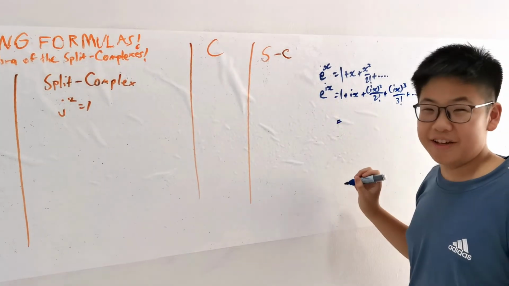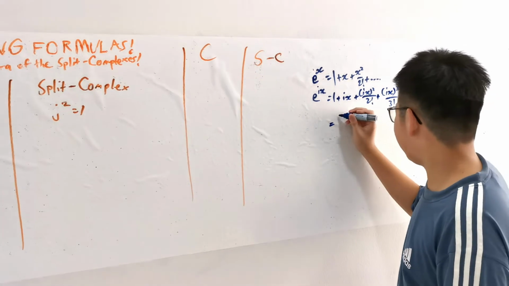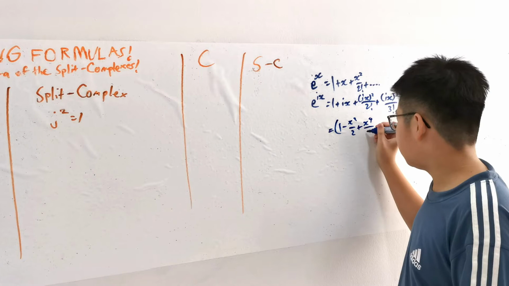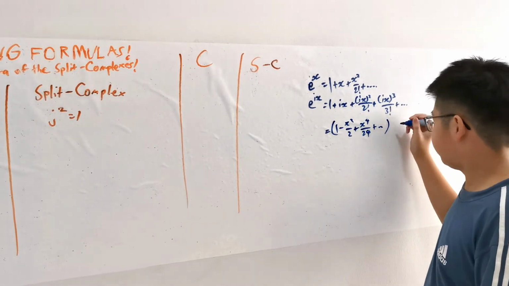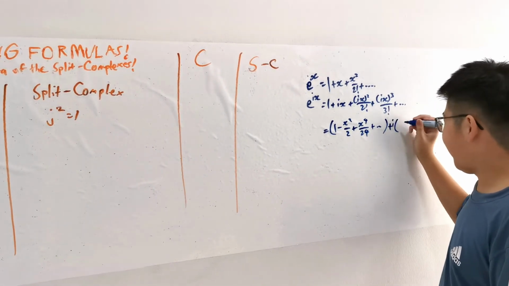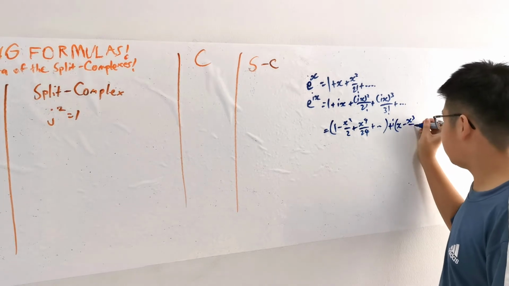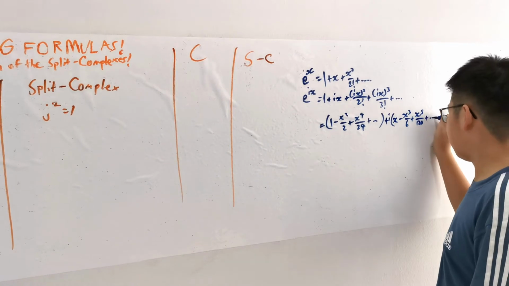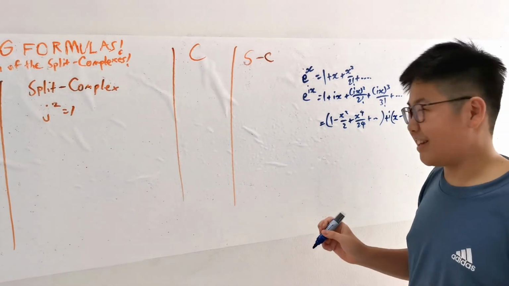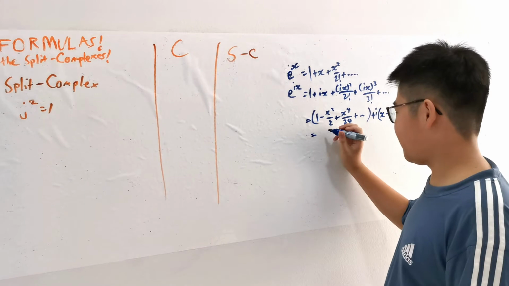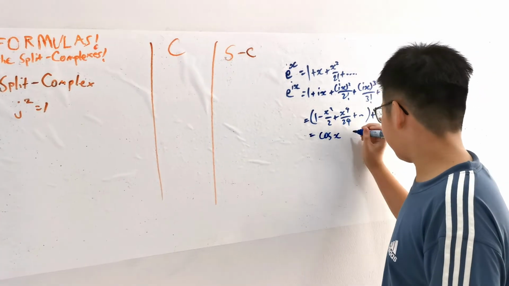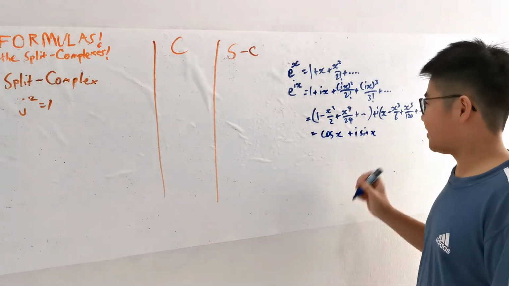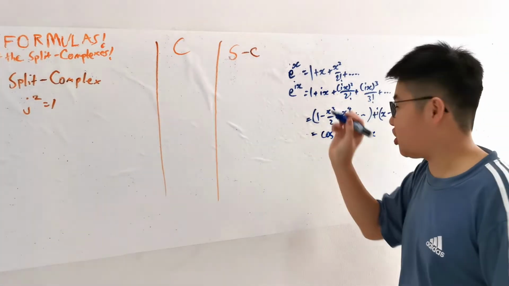Now we're going to split the real and imaginary parts. 1 minus x squared over 2 plus x to the 4 over 24, and this goes on, plus x minus x cubed over 6 plus x to the 5 over 120 plus dot dot dot. And we can see that this is the Taylor series for cos x, and then this is sin x, so i sin x.